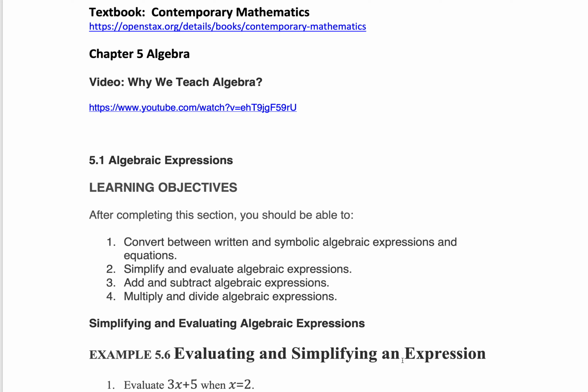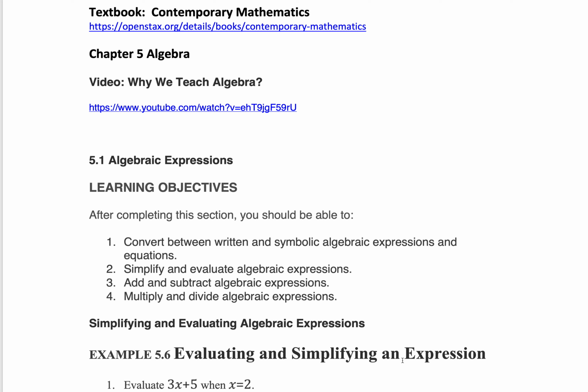This time we are moving into a new chapter. It's chapter 5. It's algebra. Math is all about numbers. So this time we are talking about notations on the numbers and operations on notations and numbers. Okay, so it's called algebra.